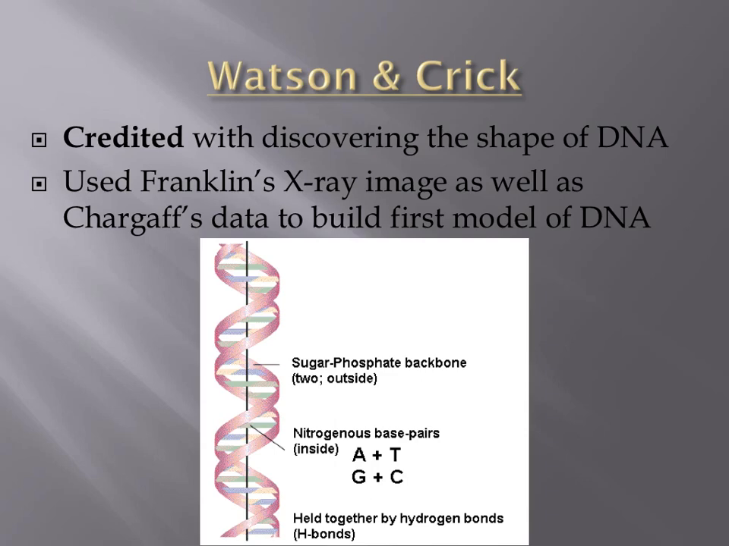So Watson and Crick are credited with discovering the shape of DNA, but the reason they were able to do that is because they used Franklin's X-ray image. They used her research without her permission and without her knowledge.